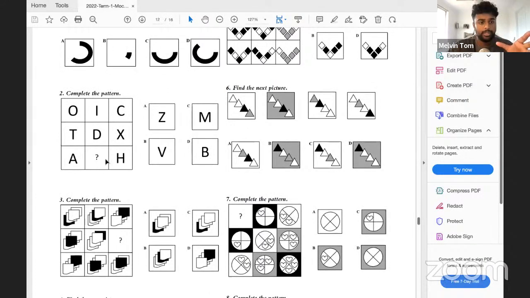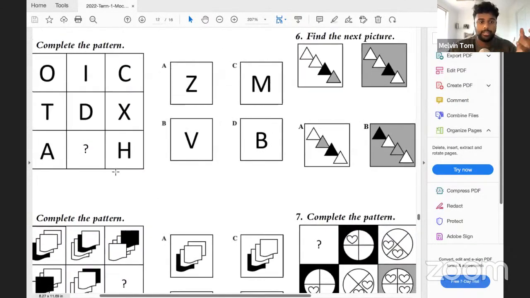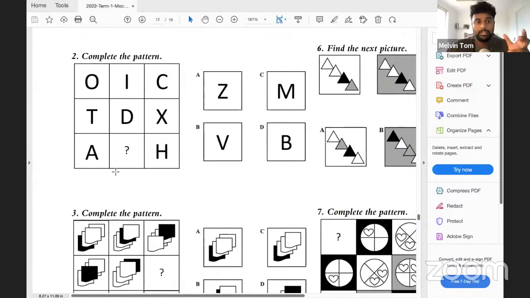This question number two here, as you can see straight away, it's made up of letters. When you do a lot of generability questions, you know that letters usually could mean a sequence of letters, where A is one, B is two, C is three, et cetera. Or it could be lines of symmetry. O has infinite lines of symmetry. I has two lines of symmetry, actually. C has zero lines of symmetry.